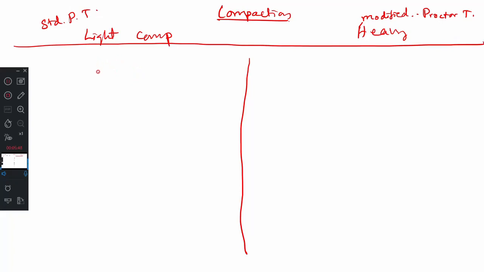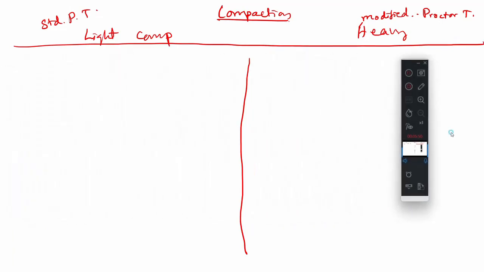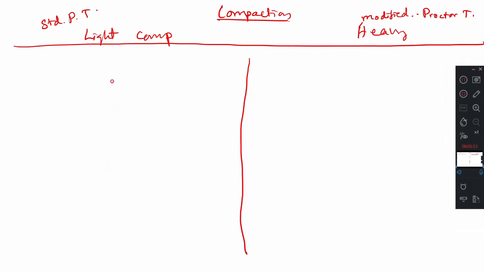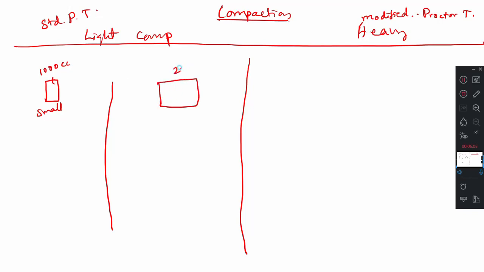This light compaction, what are you doing? You are doing light compaction for the smaller mold, that is your 1000 cc, and you can do it for the bigger mold, that is 2250 cc. How do you decide the mold? You already know that if you are doing compaction for soil where gravel portions are more than 20%, then you will choose this mold. And for light compaction, where more than 80% of the soil is passing through 4.75 mm, then you will choose the 1000 cc.